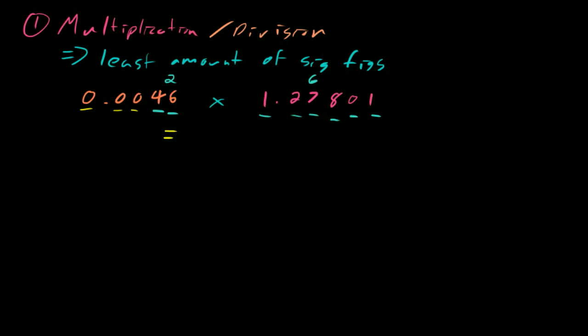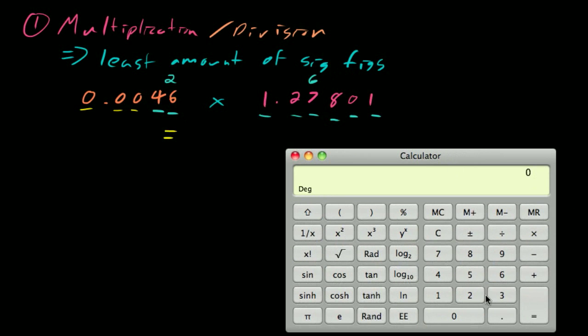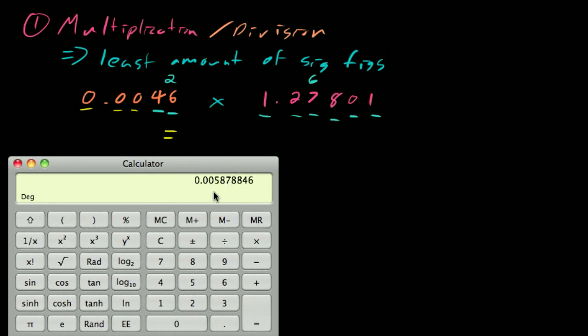So let me get out the calculator. There it is. Okay, so let's say we have 0.0046 times 1.27801. That's going to give us 0.005878, and we're only going to report two significant figures. So we've got two leading zeros here, and then we've got 0.587.